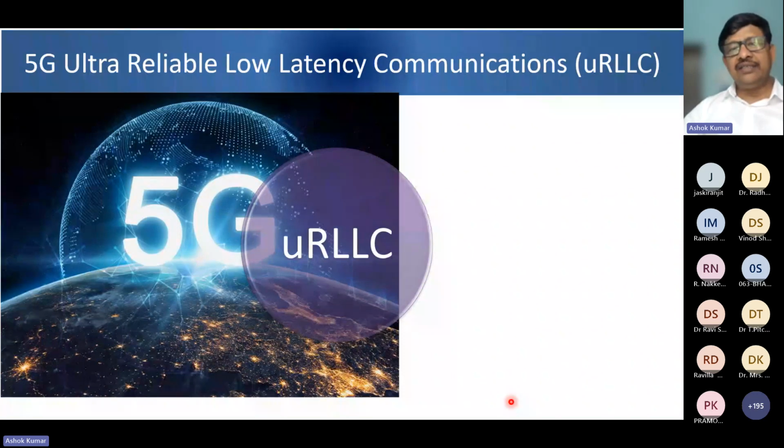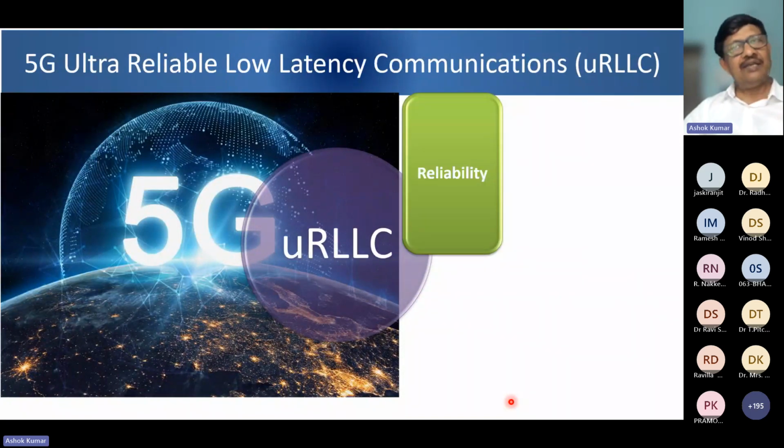Okay, so the other requirement for uRLLC, as the name suggests, is reliability. So what is reliability? Can you guess? How can we say that a network or radio is reliable? We should ensure that the receiver receives the data, whatever the sender has sent, without any loss or corruption of data. So basically you are talking about an error-free network, and that it should support a certain bit error rate or packet error rate.